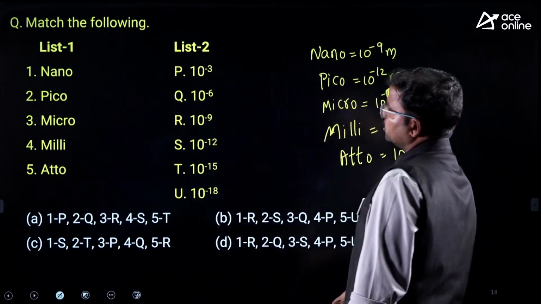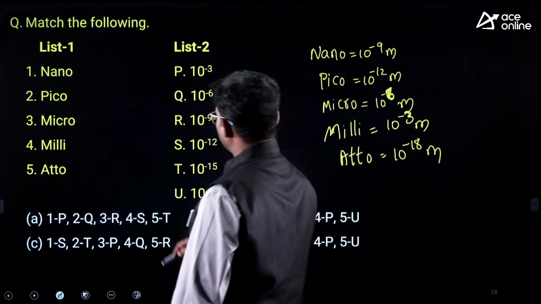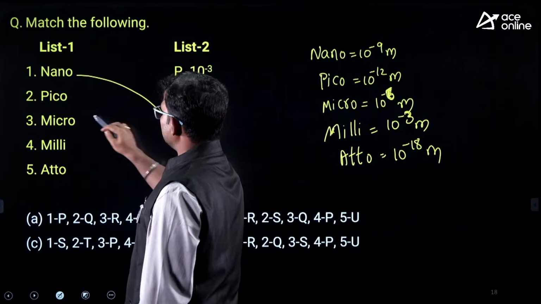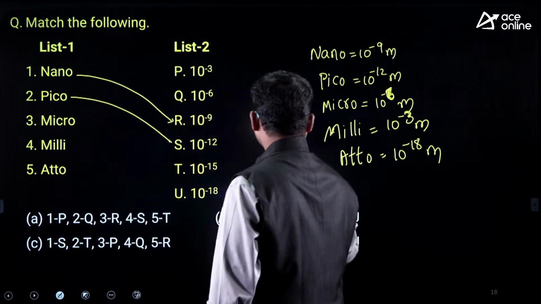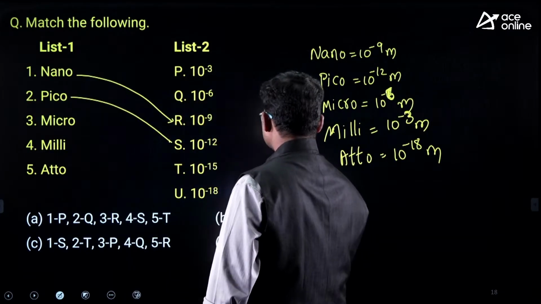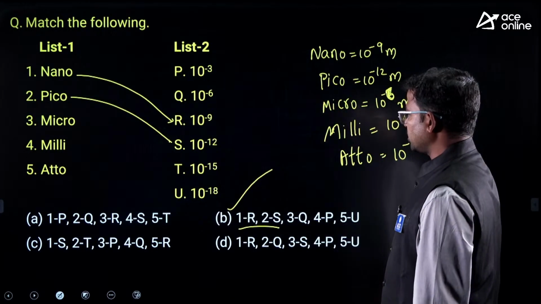So this is the explanation for the given option. Nano, here it is R. Next, pico 10 power minus 12, that is S, atto. So option B is the right answer, okay. Yes, next.